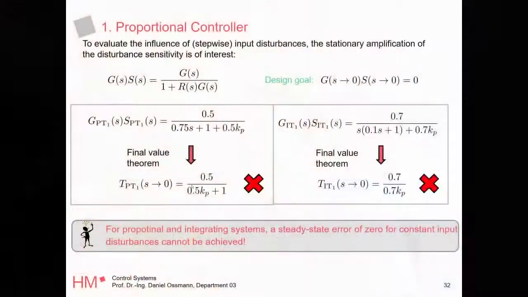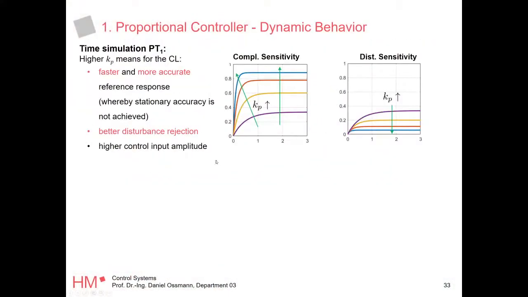Okay, next thing, we're gonna talk about the dynamic behavior, right? So now we've talked about what's happening in steady state, when we wait long enough, but we said we also have a pole of our system. The pole of our PD1 system was at minus 1.3, and the pole of the integrating system was at minus 10. So what happens to the dynamics if we have a proportional controller? And here I actually made you some figures in MATLAB.